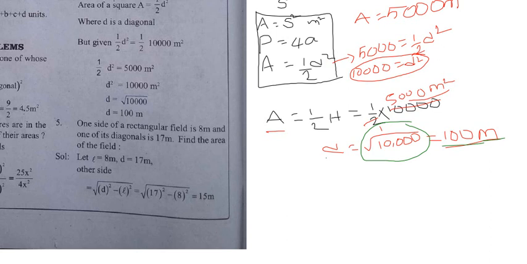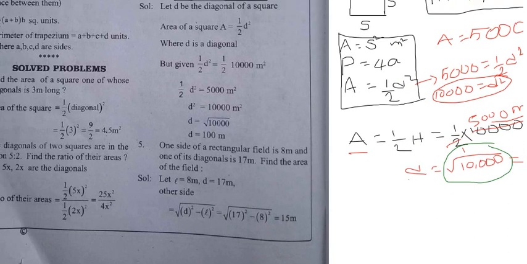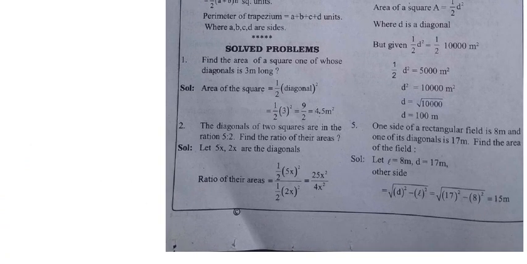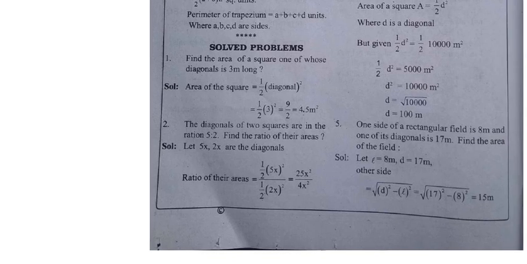Yes. Now see question number 5. Just read the question. One side of the rectangular field is 8 meters and one of its diagonals is 17 meters. Then find the area of the field.